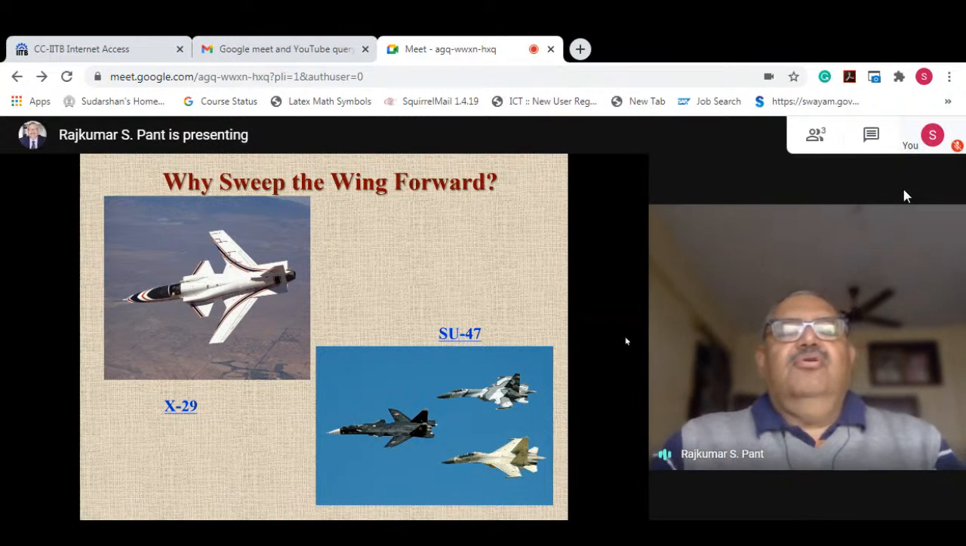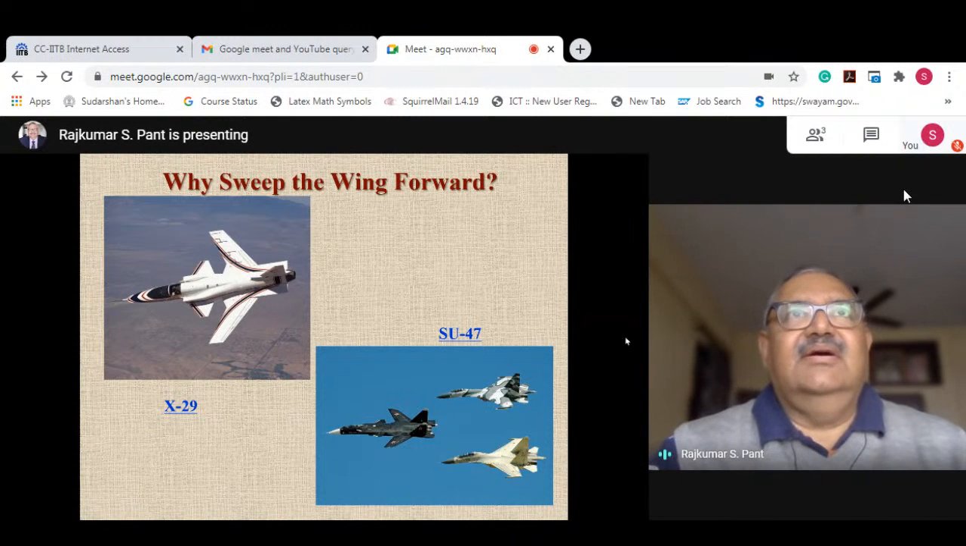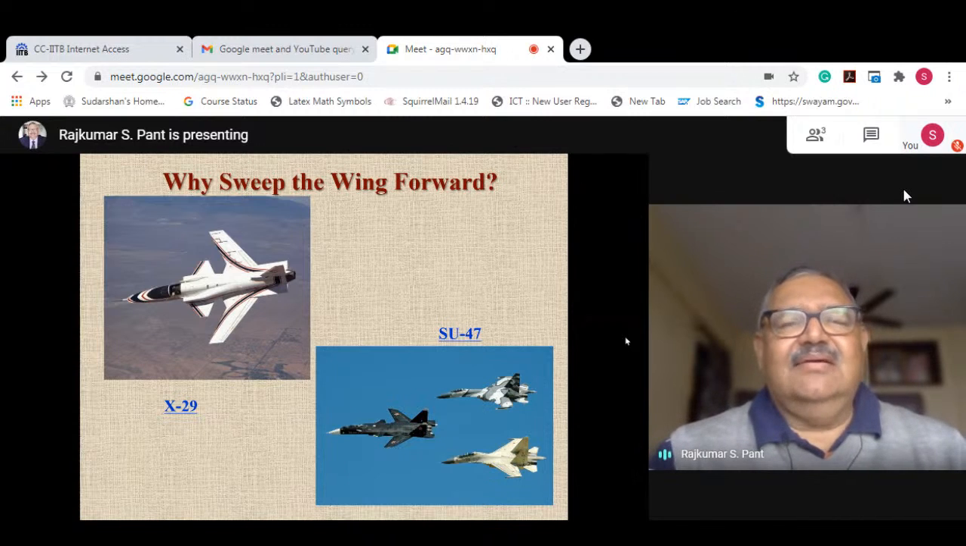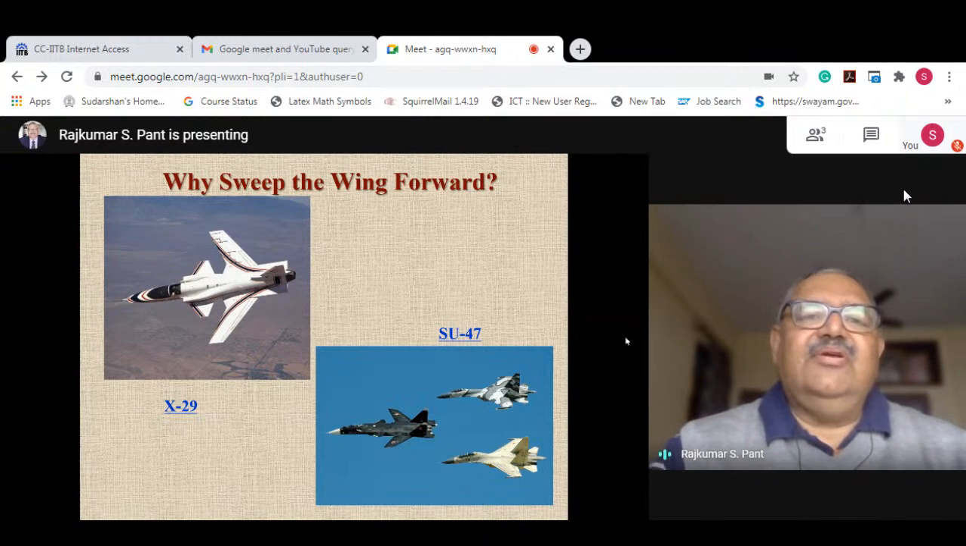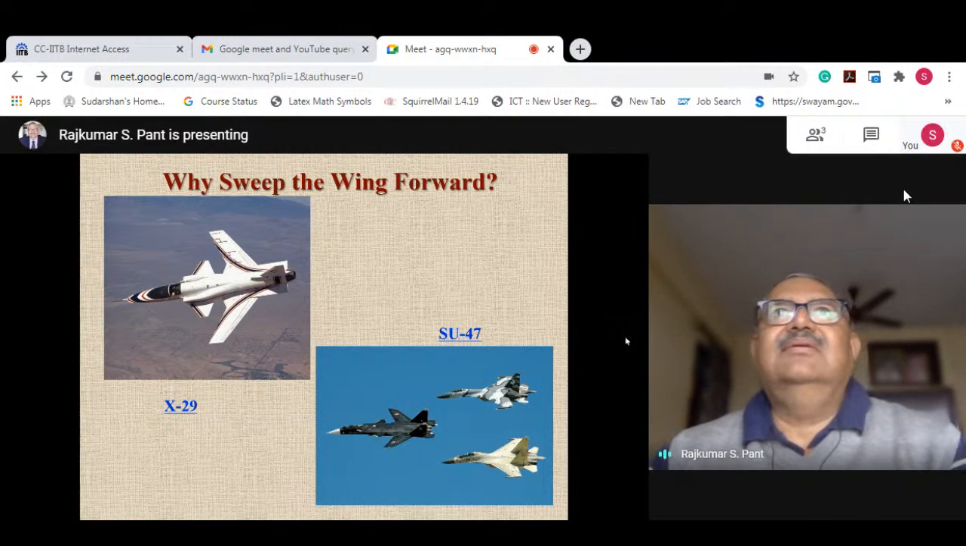Okay, so the tendency of an aircraft, a normal delta wing or a normal swept-back wing, is to have the flow from root towards the tip, and that is not desirable. Forward swept wings give this particular benefit, but there is a problem.